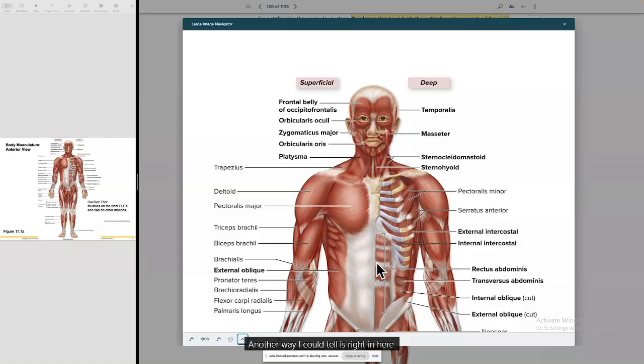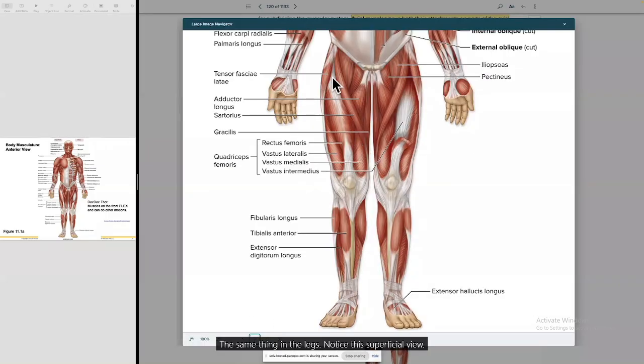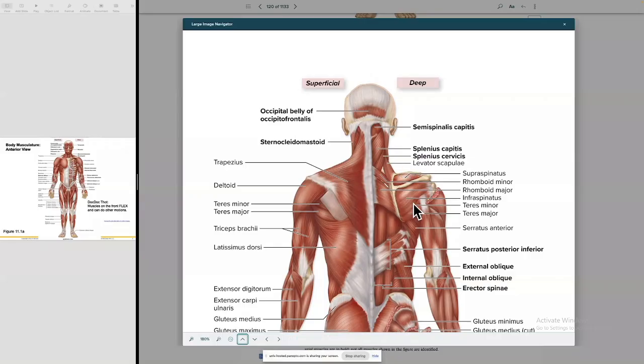Another way I could tell is right in here. This is some connective tissue, and that's much more superficial or on top of the muscles that are deep to it. The same thing in the legs. Notice this superficial view, and here we're seeing where they've actually cut off this superficial muscle so we could see underneath it. A little easier to tell here. This side is deep. I'm actually seeing the scapula. This side is more superficial. Here I see this big muscle, the trapezius. People call them the trap. And here I've had the trapezius removed, so I can see all of these much smaller muscles that are deep to it or underneath it.